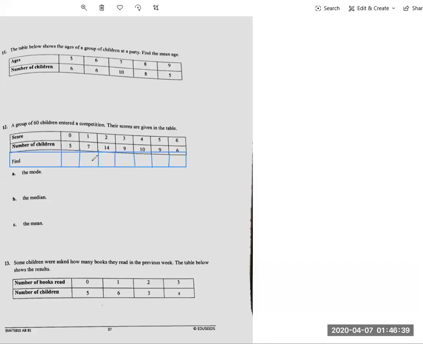The mode, straight off mode, we know the one with the highest frequency. So in this case, it's 14, but don't ever write the number, the frequency, okay? It's always the value, in this case, the score, okay? So the answer is 2. Okay, remember, don't ever write in mean, median, and mode the number of frequency as the answer. It is the value. Okay, you get it? It's the value. It's not the number of frequency. If you are tempted to write the number of frequency, tell yourself it's wrong.